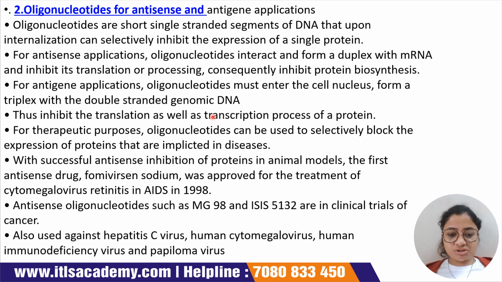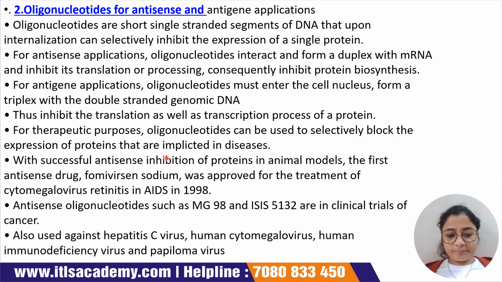For antigen applications, oligonucleotides must enter the cell nucleus, form a triplex with the double-stranded genomic DNA, thus inhibiting the translation as well as transcription process of the protein. So instead of forming the duplex with the mRNA, it can directly go and form the triplex with the double-stranded genomic DNA. Why triplex? Because the DNA is double-stranded. So already two strands are there. Now the oligonucleotide is going and forming the complex. So ultimately the complex which will be formed will be the triplex, isn't it? So if the triplex is formed with the genomic DNA, then both transcription as well as translation will be inhibited.